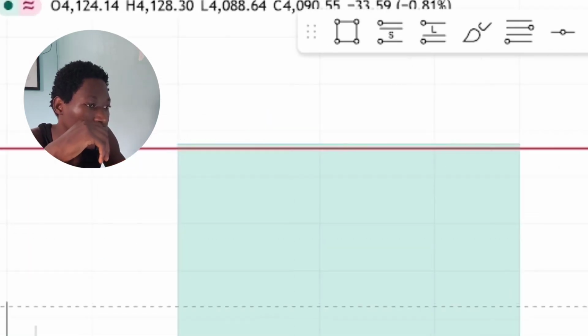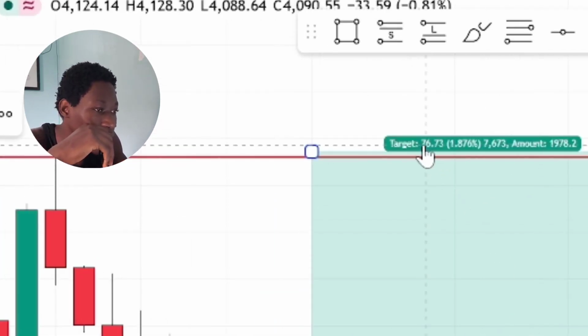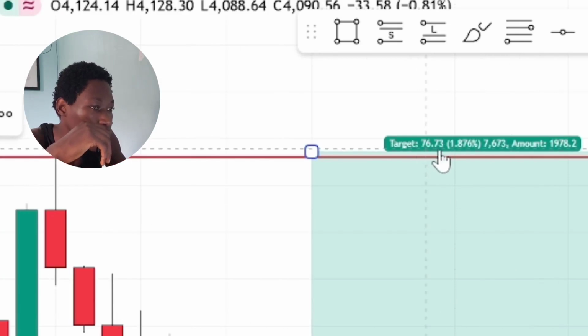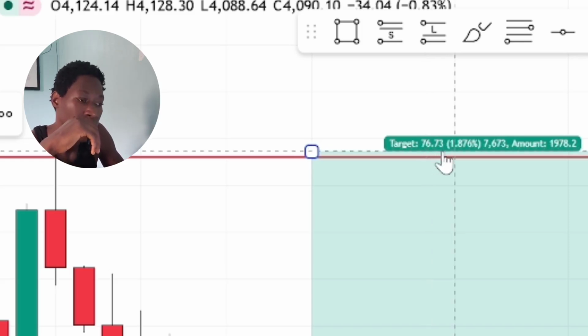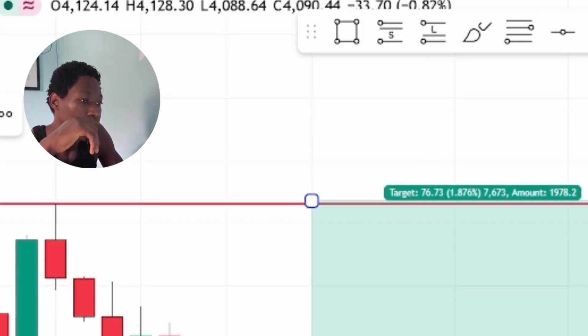If you check this number, you see that it is 76.73. If you move this point to the right, just one shift, it will now be 767, which is 767 pips point 3. So that's your take profit.